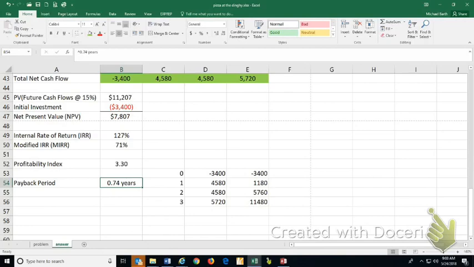It would be the equivalent of finding $7,807 on his doorstep today. The net present value, the value coming in is worth $11,207 today. The value going out would be $3,400 today. So it's the equivalent of his business getting $7,800 more valuable just by making this decision and implementing it.